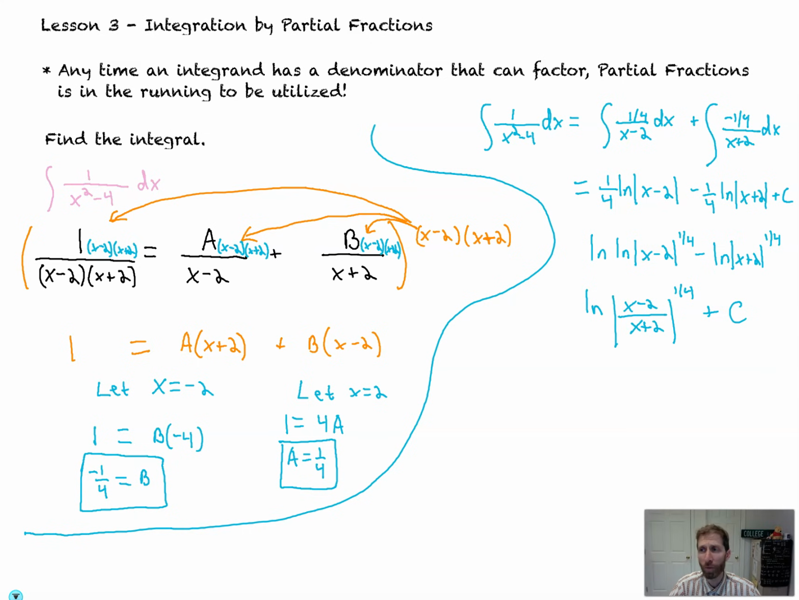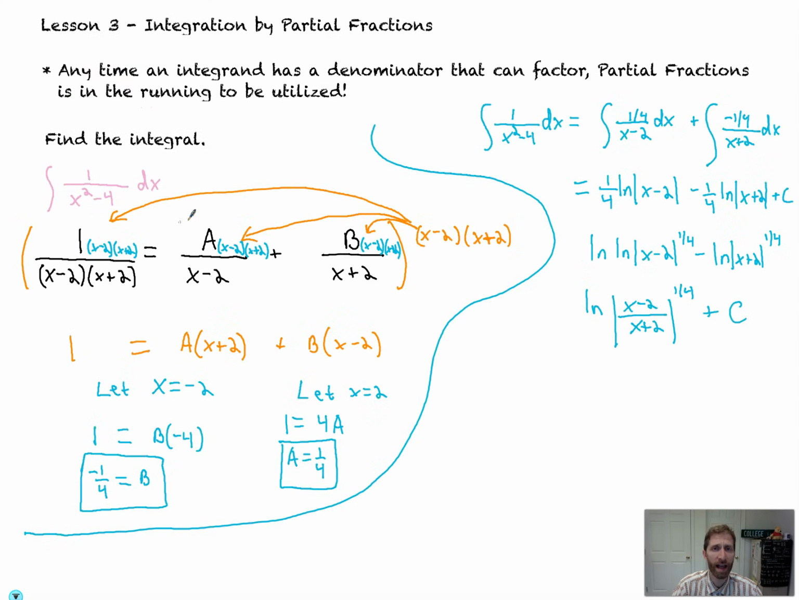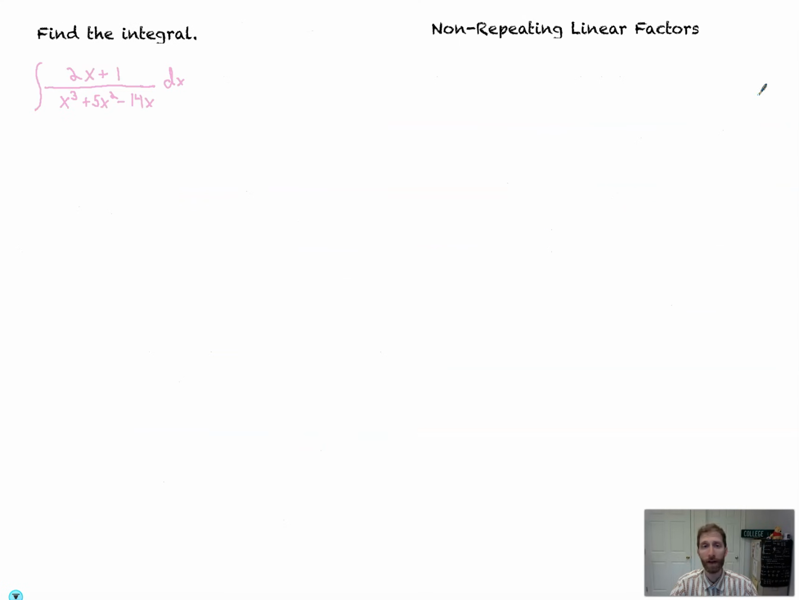All right, I've got one more for you. What happens when we've got an x value in the numerator? How do we deal with it? Well, these are called non-repeating linear factors, and I didn't mention that in the last one, but that's what they are. In that these factors here, the x minus 2 and x plus 2, are linear, and they're not the same, so they're non-repeating linear factors.